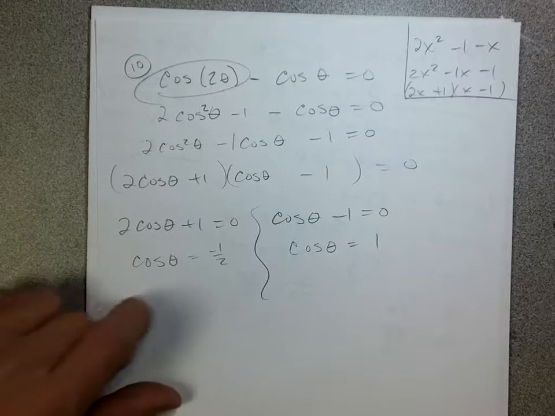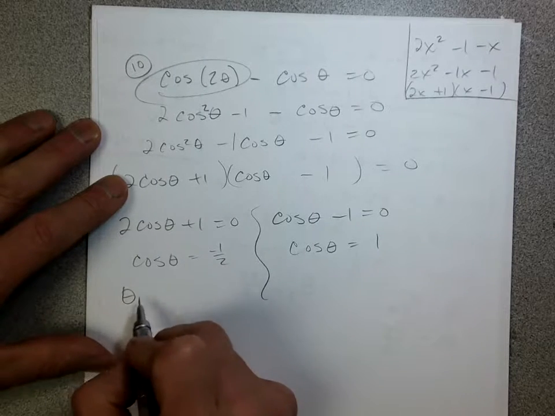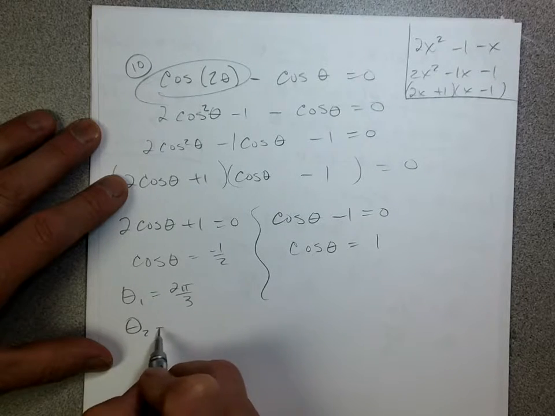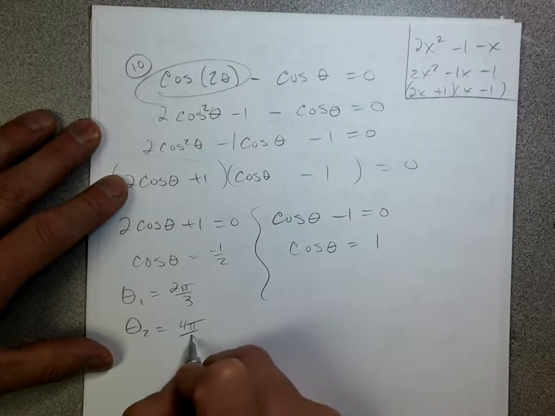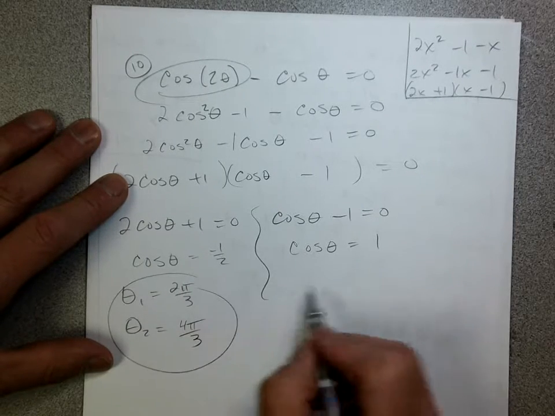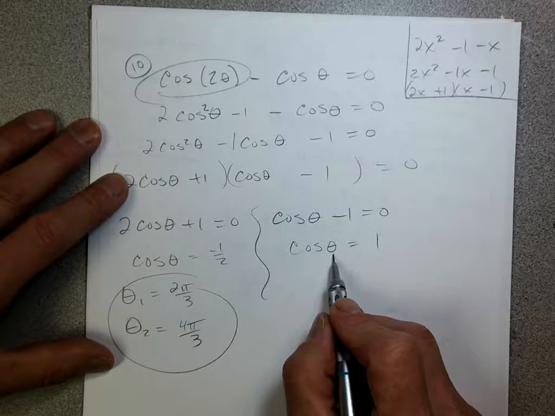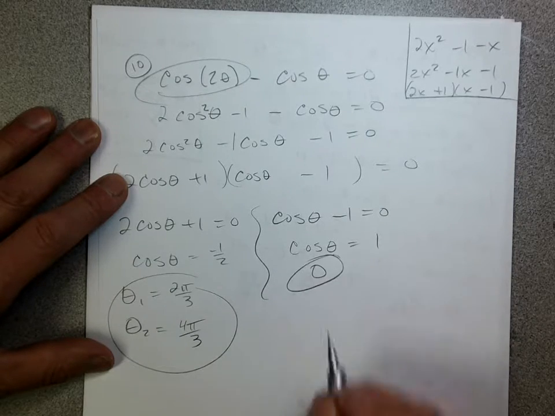So cosine of negative 1/2. Cosine is the x value, for negative 1/2 is at 2 pi thirds. Theta 1 is 2 pi thirds. Where else does it equal negative 1/2? At 4 pi thirds. Okay? Cosine is the x value. That happens only one spot, and that's at 0. Okay? Or 2 pi, but it's just 0. Okay?